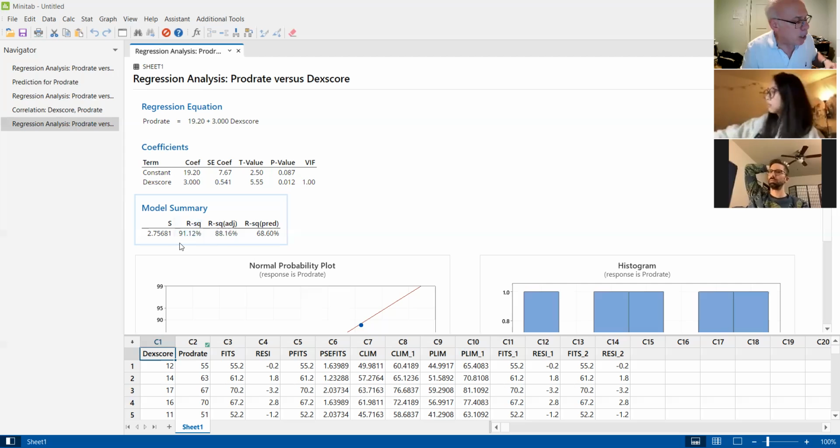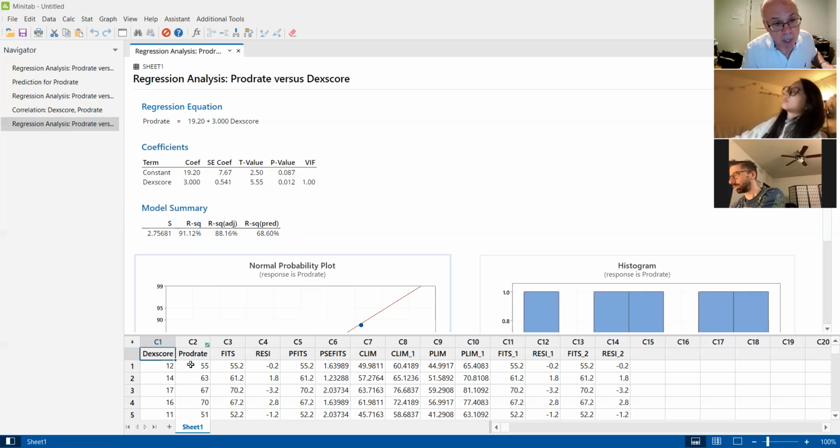And if I give you that number, you can explain in a sentence what it means: that the model explains 91.12% of the variation of the dependent variable, which is what? It's the productivity, right? The variation of productivity rates can be explained by just having this dexterity score in the model. A lot of it is explained with just the one predictor. Many times you'll see R-squared much lower than that. That might mean you need to add some additional predictors to the model.